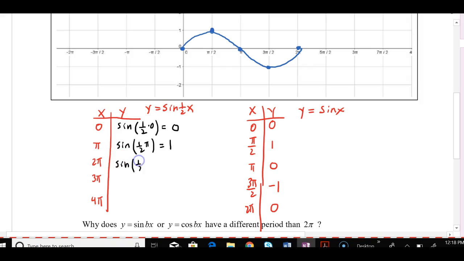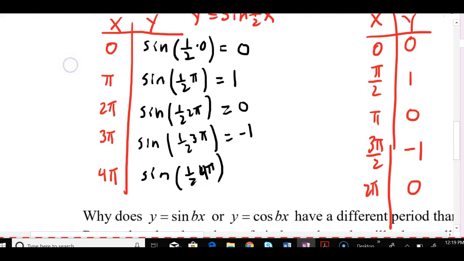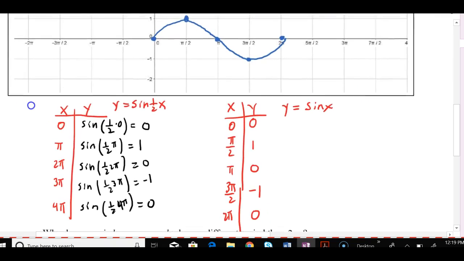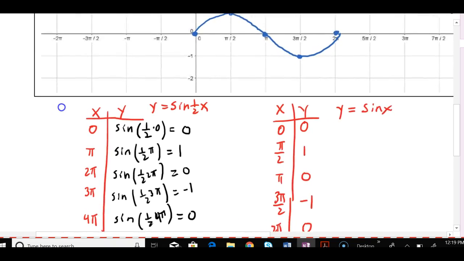If I plug in 2 pi, I get 1/2 of 2 pi. But 1/2 of 2 pi would just be pi. The sine of pi is 0. A half of 3 pi is 3 pi over 2. Sine of 3 pi over 2? -1, you see right there. And then last but not least, sine of 1/2 of 4 pi, that would be 2 pi. Sine of 2 pi is 0. Okay. All right, go ahead and plot those points.